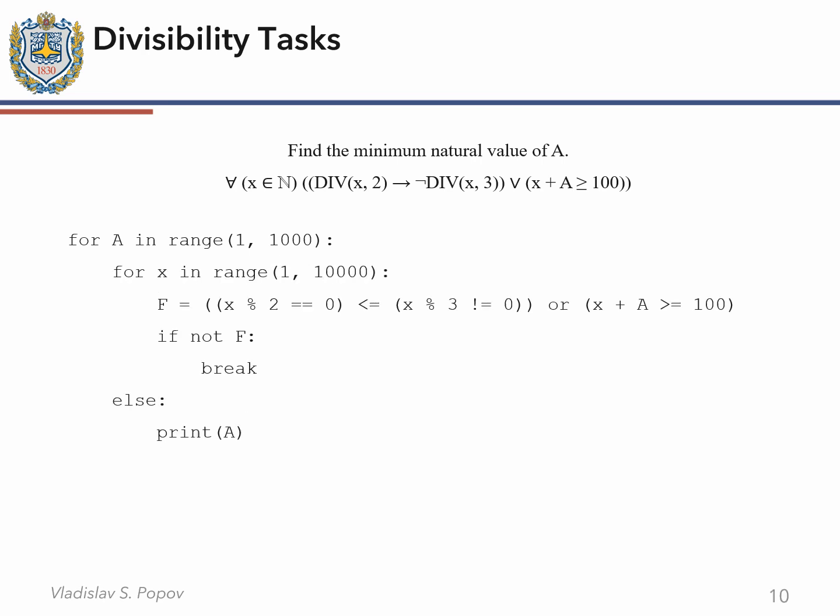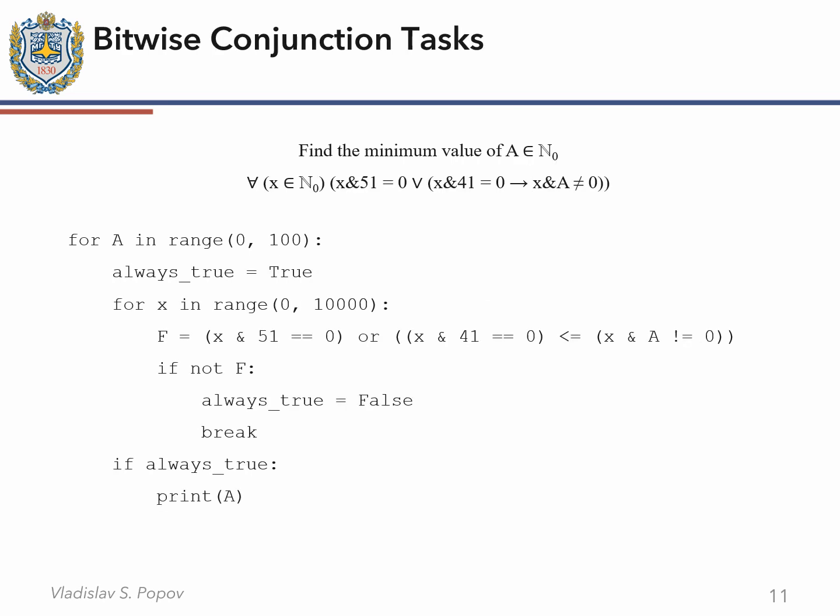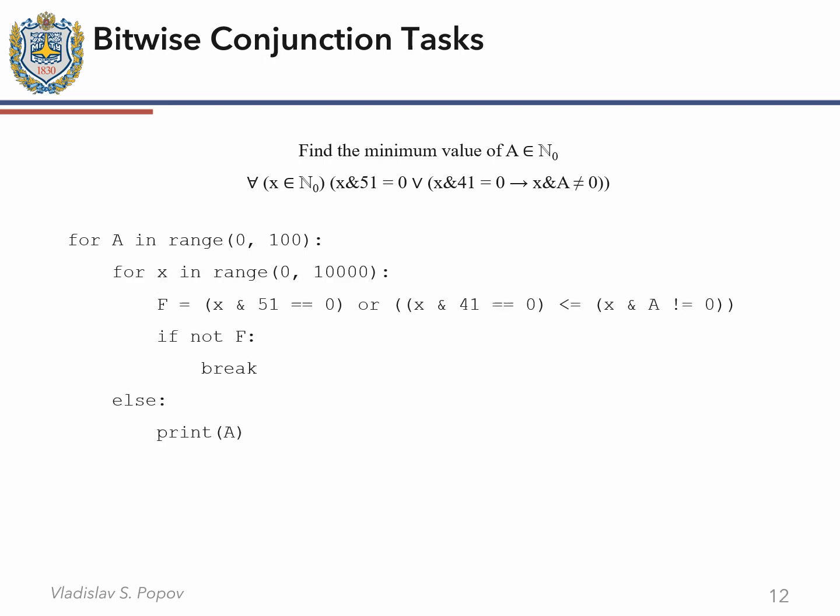Another way to solve the problem is to use the break statement in a nested for loop. If the function f was true for all considered values of x, the corresponding value of the variable a is displayed in the else statement. In a similar way, the first-order logical problem associated with bitwise conjunction can be solved. You can see the task and its solution on this slide. This frame shows how to solve the same problem but using an else statement with a for loop.